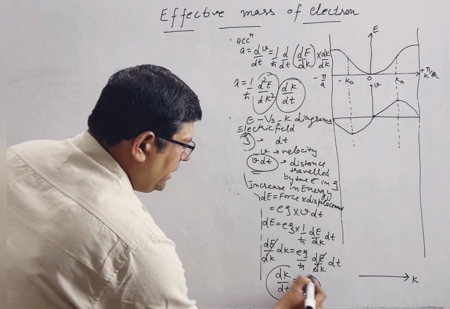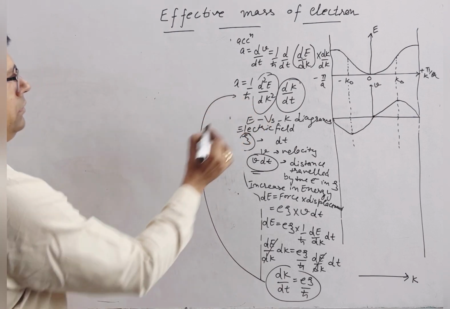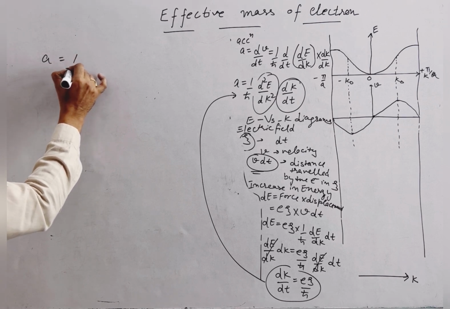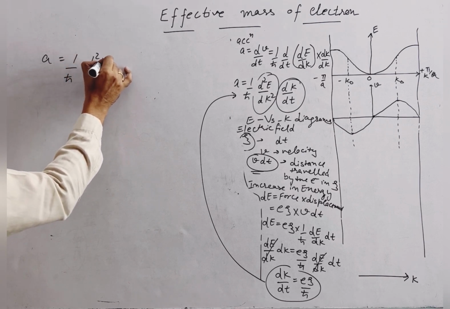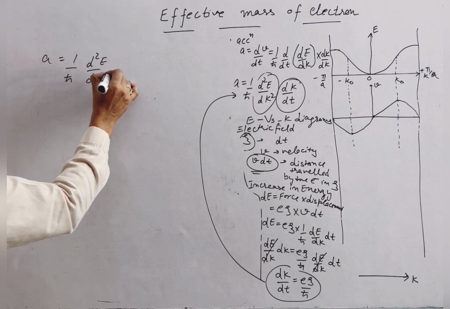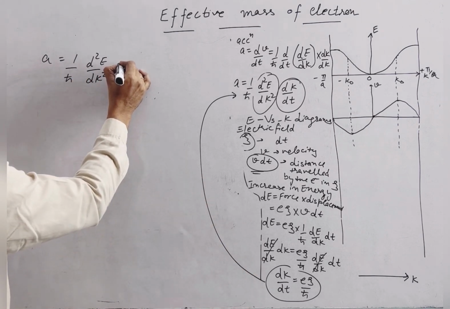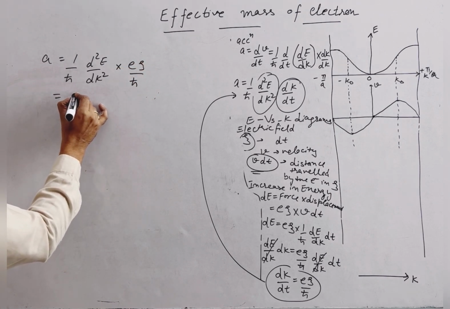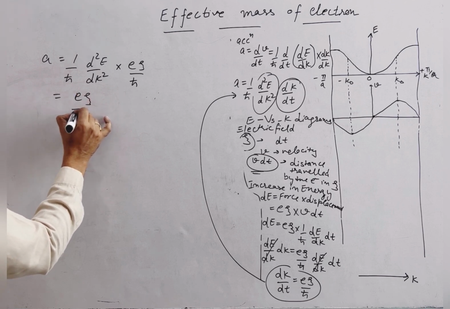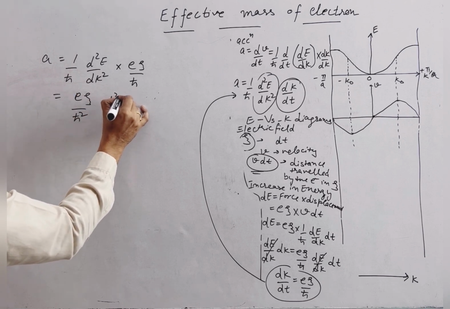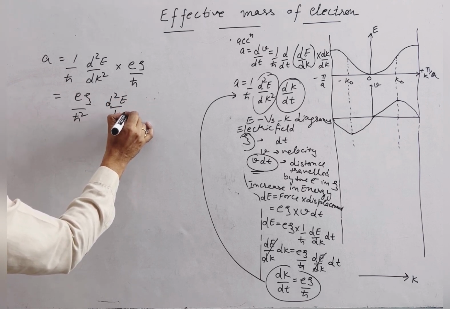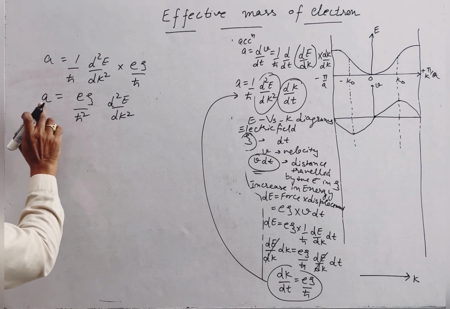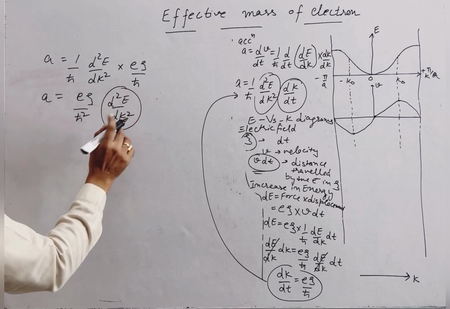Put the value of this dk by dt here. We have acceleration equal to 1 upon h cut d2E upon dk square into EJ upon h cut. So we have acceleration equal to 1 upon h cut square into EJ into d2E upon dk square. This is the acceleration. Now we can show that this acceleration depends upon d2E by dk square.